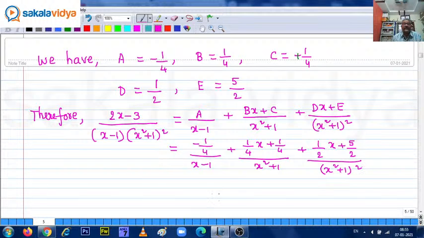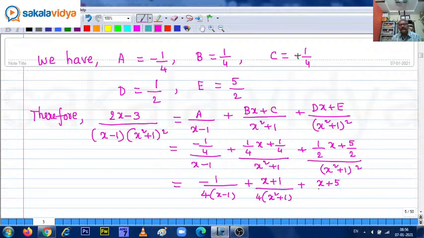Further you can simplify this one. This is minus 1 by 4 times x minus 1. 4 LCM. You get x plus 1 upon 4 times x square plus 1, plus 2 LCM, x plus 5 upon 2 times x square plus 1 whole square. This will be very lengthy, type 4. Please remember, try to solve carefully.